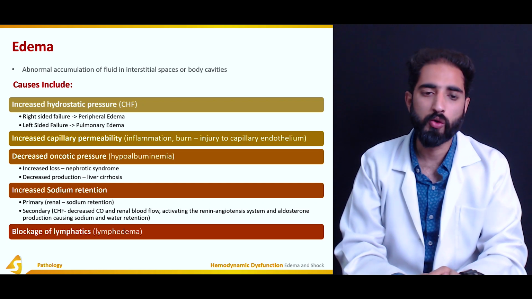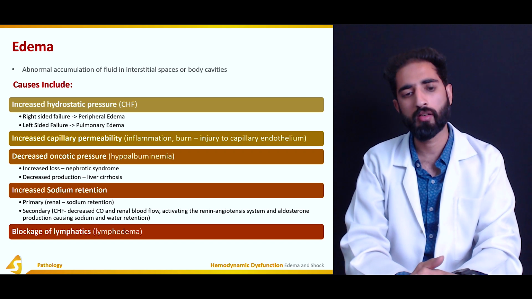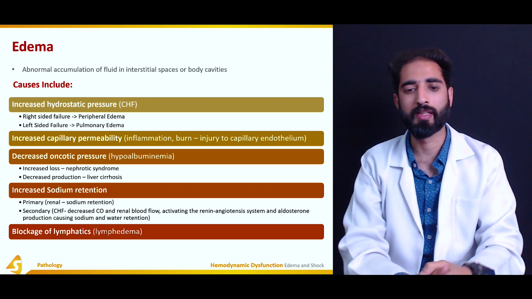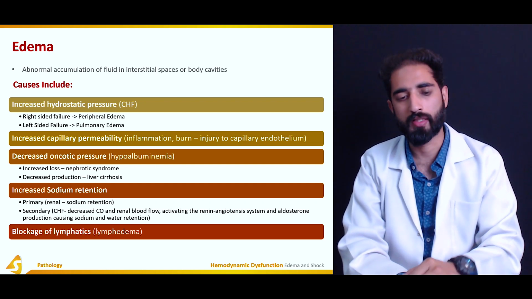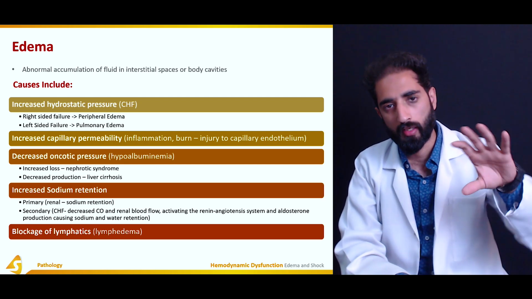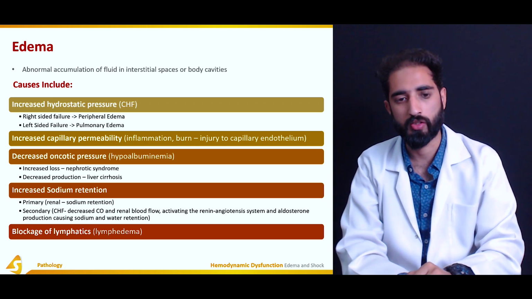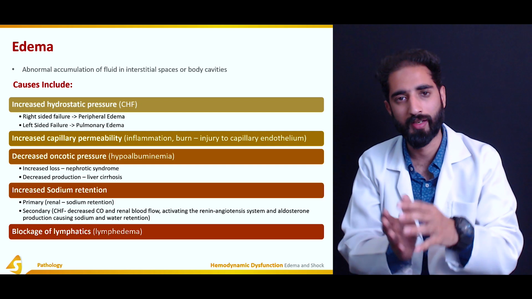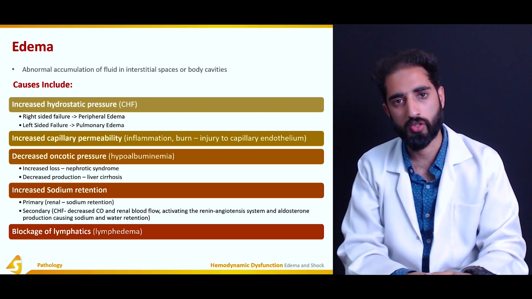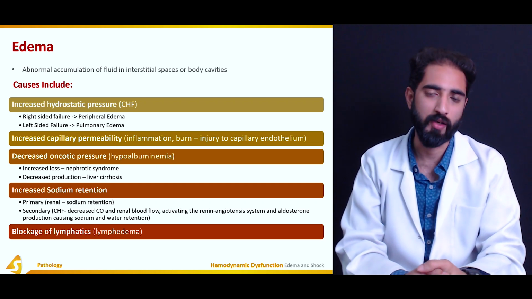The causes include increased hydrostatic pressure, such as in congestive heart failure. For example, if there is a right-sided heart failure, then there would be peripheral edema, because in right-sided heart failure, the blood from the systemic circulation has to be pumped into the pulmonary circulation. So if there is a right-sided heart failure, the blood remains in the peripheral circulation, and then because of the stasis, it starts to move out of the blood vessels and results in edema.